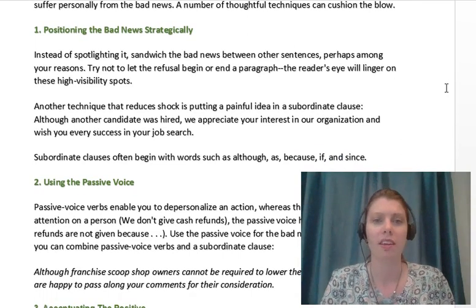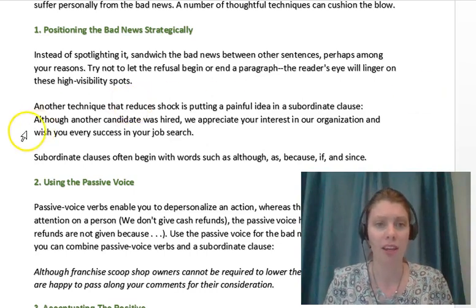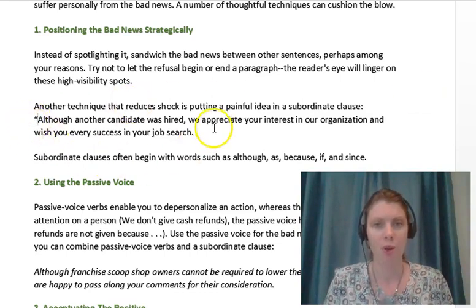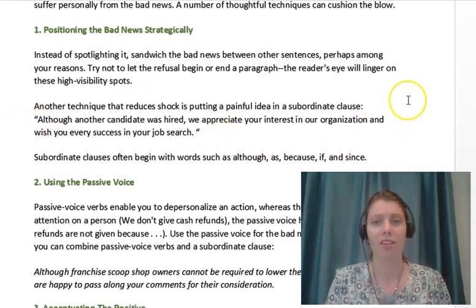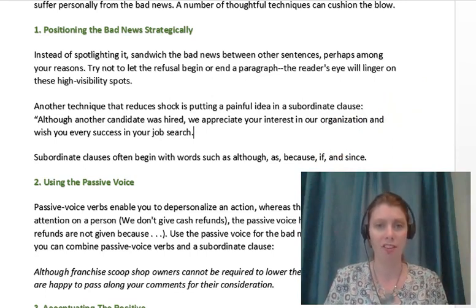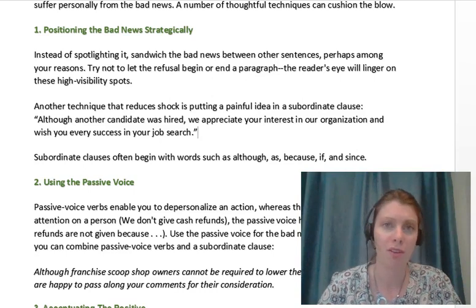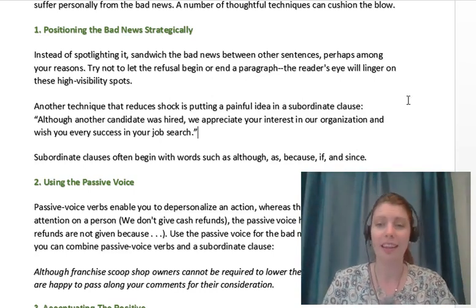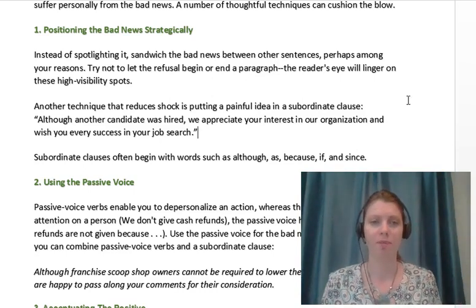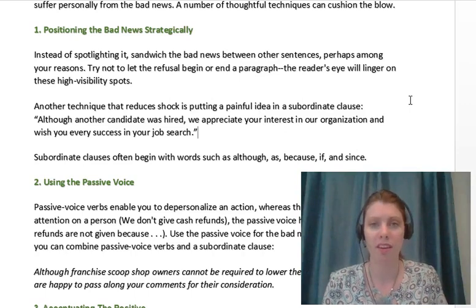Another technique that reduces the shock is putting a painful idea in a subordinate clause. Something like, although another candidate was hired, we appreciate your interest in our organization and we wish you every success in your job search. So they started with the bad news and then ended with something a little more positive. Subordinate clauses often begin with words like although, as, because, if, and since.